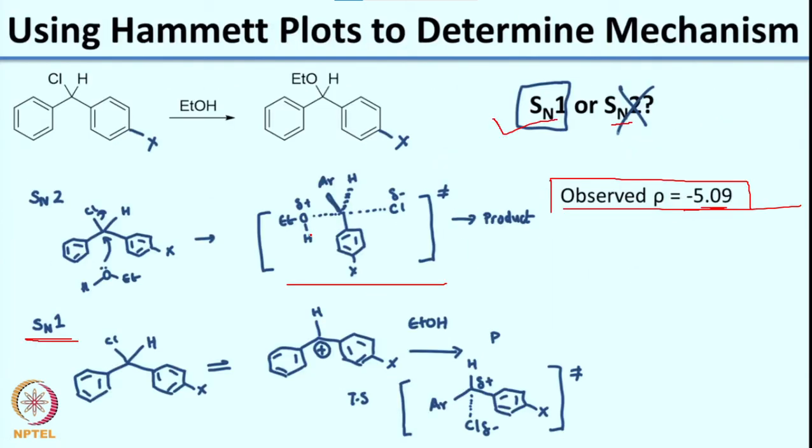Then we have discussed another example where we considered two types of mechanism, again SN1 and SN2, and we observed that the rho value was minus 5.09. If we find out the mechanism for this particular reaction, we will observe that this minus 5.09 value of rho shows that the electron releasing group is stabilizing the carbocation formation here, right? So from this experiment we can conclude that the reaction is following the SN1 mechanism, not SN2, because the magnitude is higher here.